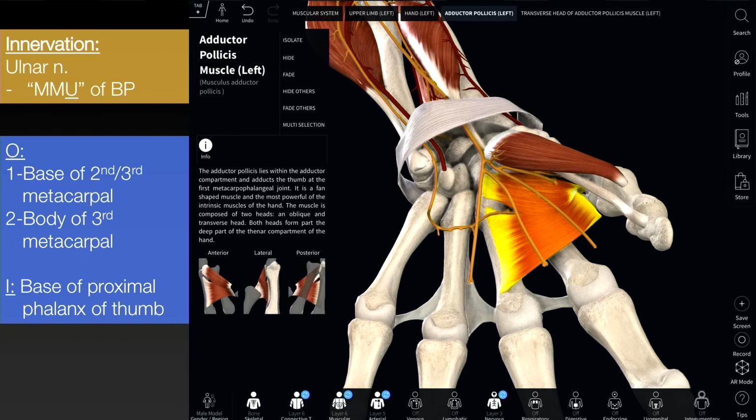There's a little nucleus, you'll call it, or a little common point of origin. Second and third metacarpals, body of the third metacarpal, all the way to the proximal phalanx of the thumb. So both of these move across the thumb, across the bottom of the palm, and insert on the proximal phalanx. And it's because we have these varying degrees of muscle fibers that you can press your thumb independently across all 4 fingers.